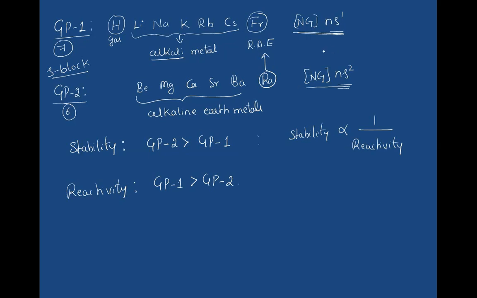If you observe the outermost electronic configuration, group 2 elements possess a completely filled configuration, whereas group 1 possesses an exactly half-filled configuration. Therefore, the stability of group 2 elements is greater than group 1, and the reactivity of group 1 elements is greater than group 2, because we know that stability is inversely proportional to reactivity.